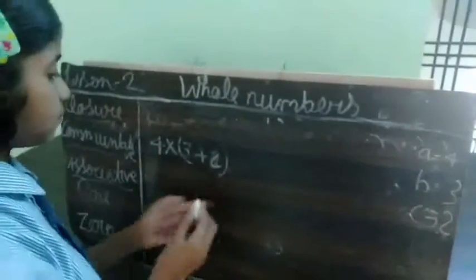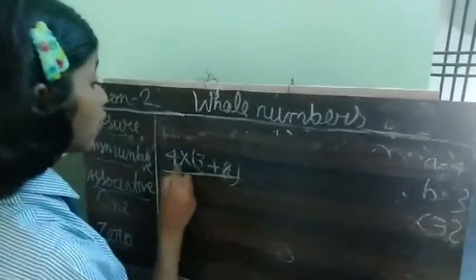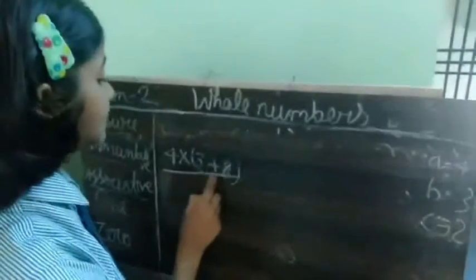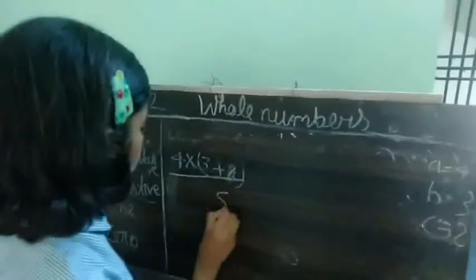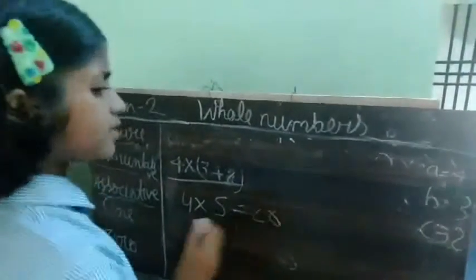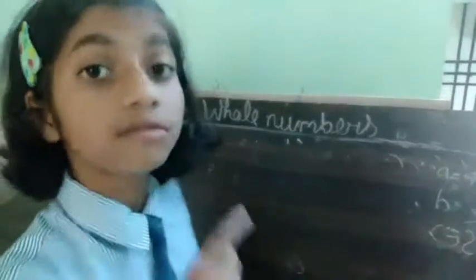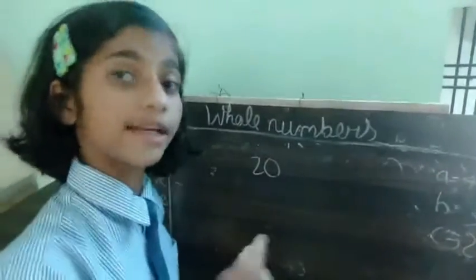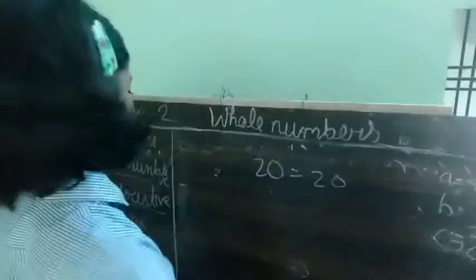Here is method B of the same question, 4 into bracket 3 plus 2. First we solve the bracket. 3 plus 2 means 5. 4 into 5 equals 20. You have seen that we solved method A, so the answer is 20, and from method B the answer is also 20. From both methods the answer is the same.